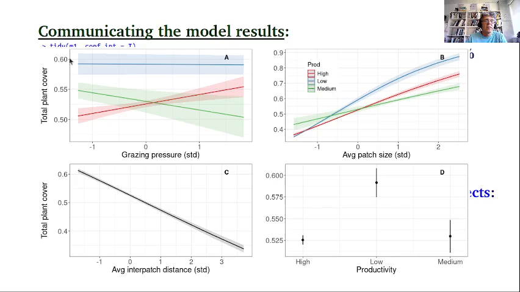Notice that here is for grazing pressure, here is for average patch size, while keeping grazing pressure and interpatch distance at 0. And please notice that the range of the values in the vertical axis are different for each of the plots. And here is the single level of productivity, which is of little interest given that productivity has interactive effects with other numerical explanatory variables.